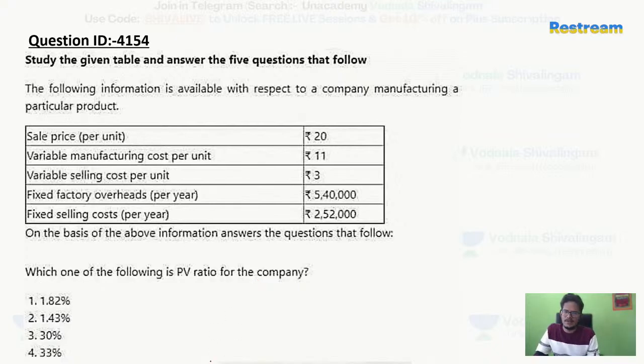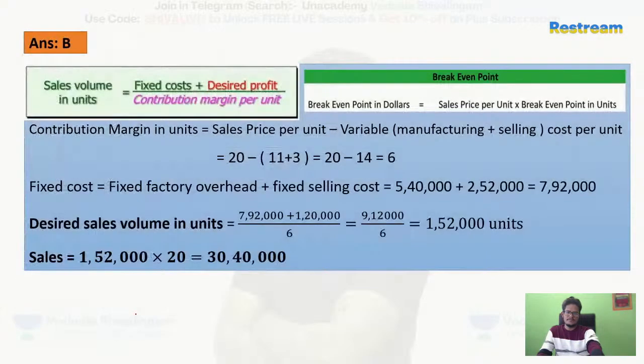Which one of the following is the PV ratio of the company? Just now I calculated the PV ratio. Answer is C, 30%. So that's about these questions.